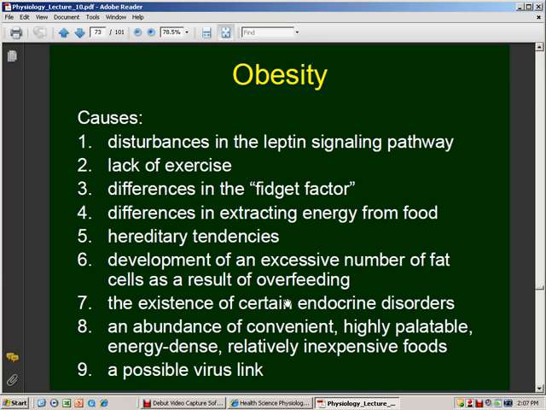It's an endocrine structure. And then number 8, an abundance of convenient, highly palatable, energy-dense, relatively inexpensive foods. I just gave you a perfect example of that: McDonald's. Any convenient shop on every corner makes it super easy for us to get those nutrients. And then number 9, they think there might be an actual virus link. The common cold may carry a virus that gets into your brain and disturbs this leptin pathway or the hypothalamus. So lucky you if you've never had a cold, huh?